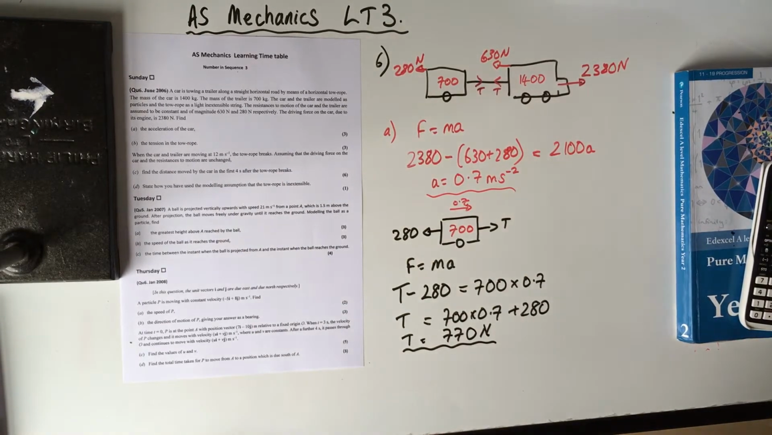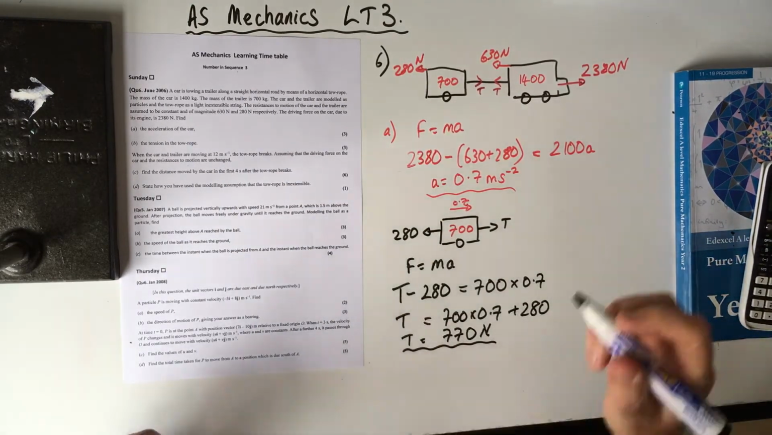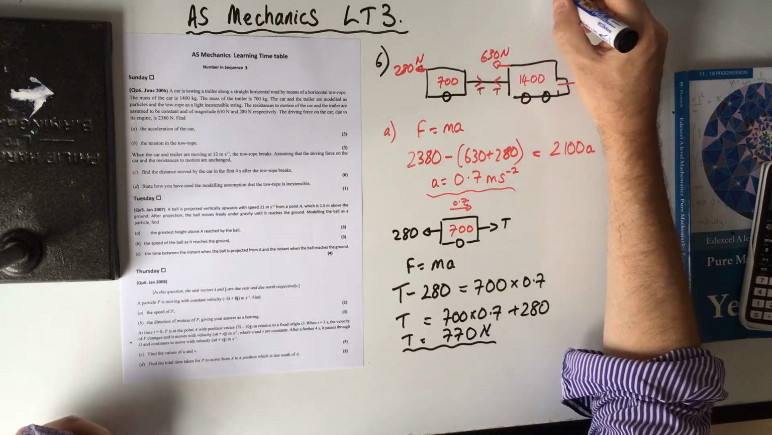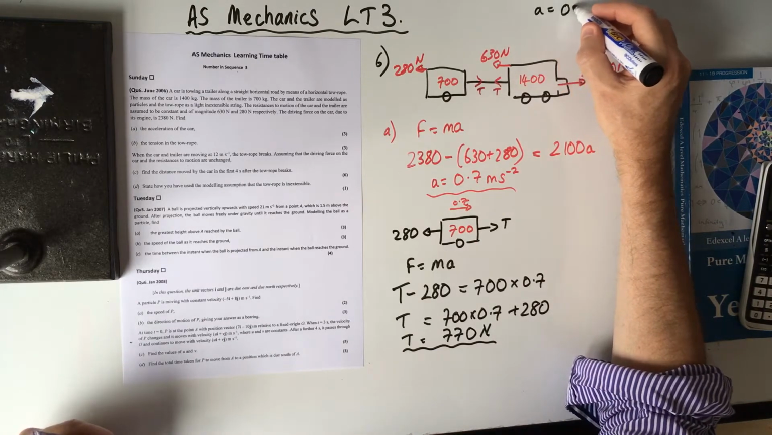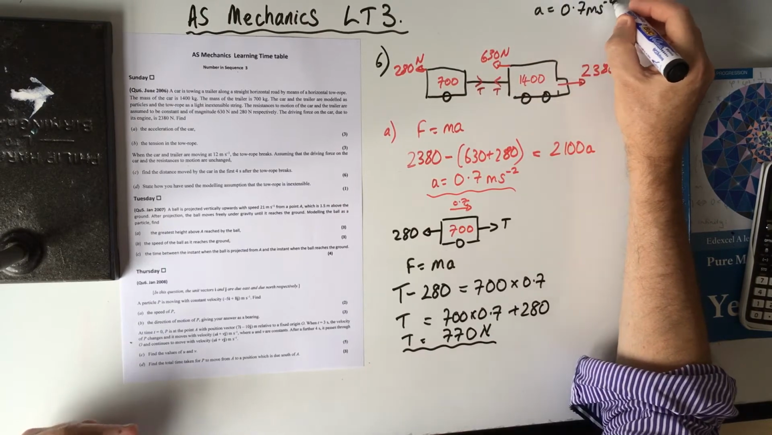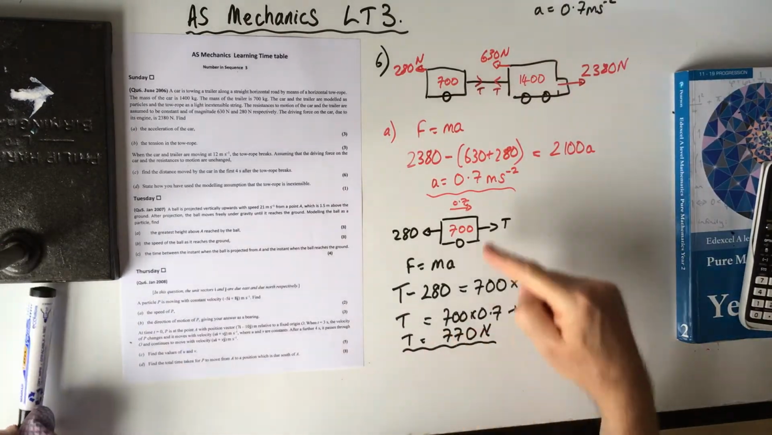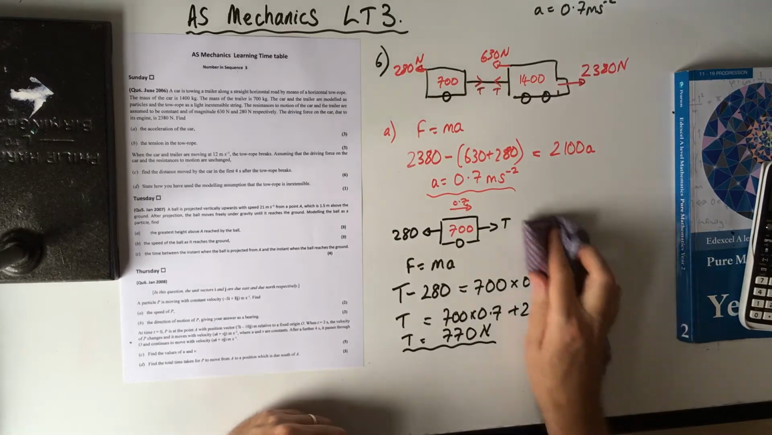All right, let's just put those values up here because I need those. I need to clear some space, and the acceleration was 0.7 meters per second squared. This will be off screen for you, so you won't be able to see it, but I've just written those two values down for me.